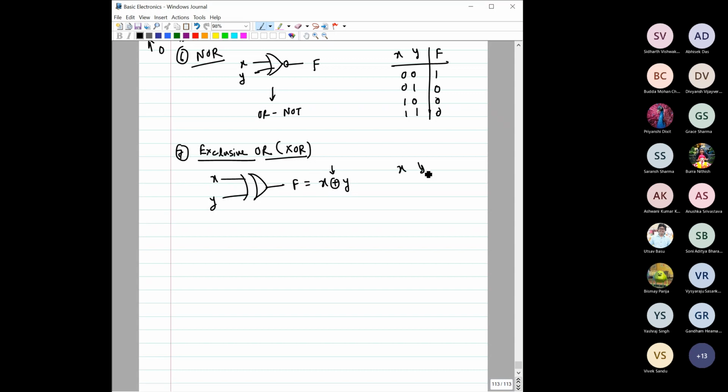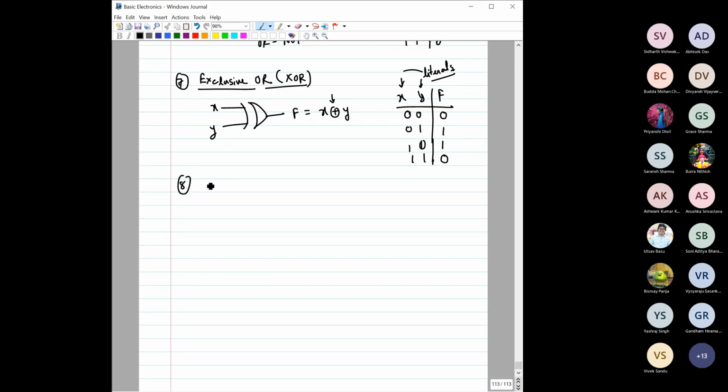So what will be the truth table of this XOR? The XOR is like this. When both the inputs are same, then the output would be 0. So here both inputs are same, output would be equal to 0. When both the inputs are different, the output would be 1. Each of this X and Y are called literals. Just remember this terminology: both X and Y are called literals.